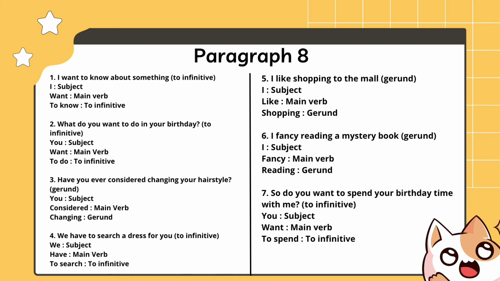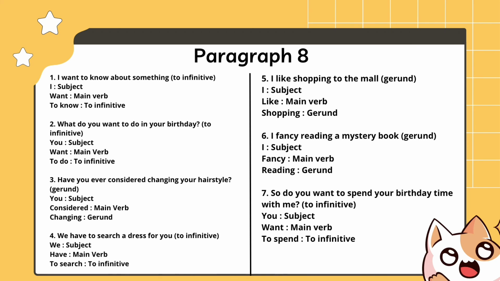We move to number 3. Have you ever considered changing your hairstyle? You in here is a subject, considered in here is a main verb, and then changing is a gerund. And number 4, we have to search a dress for you. We in here is a subject, have in here is a main verb, and to search in here is to infinitive. Number 5, I like shopping to the mall. I in here is a subject, like in here is a main verb, shopping in here is gerund.